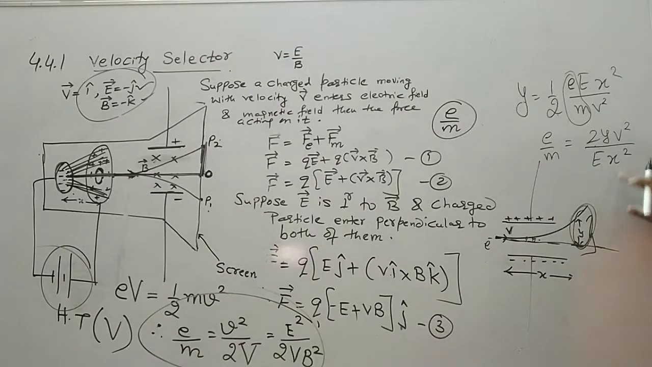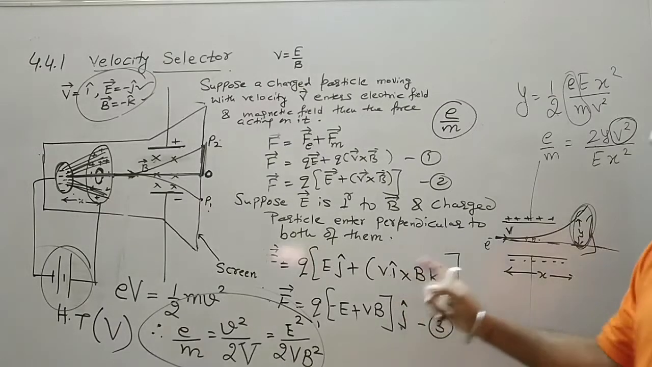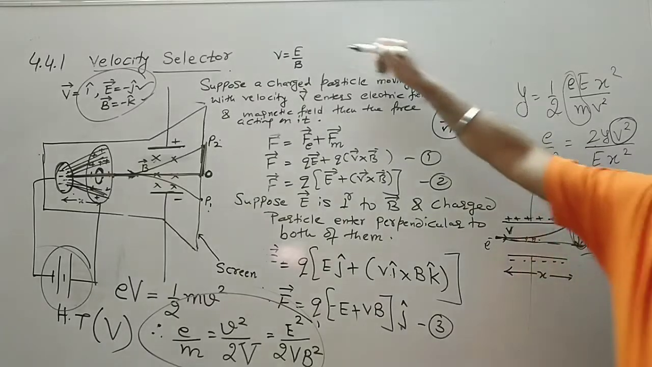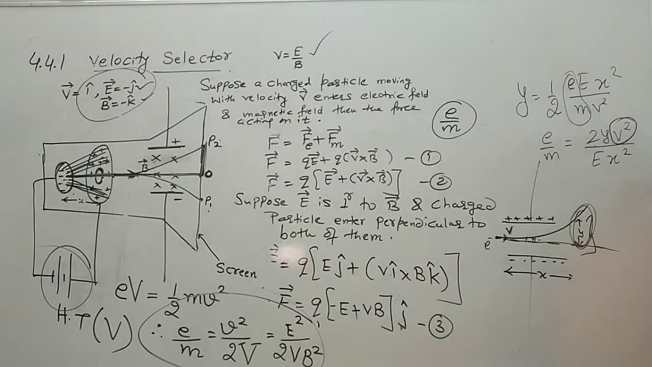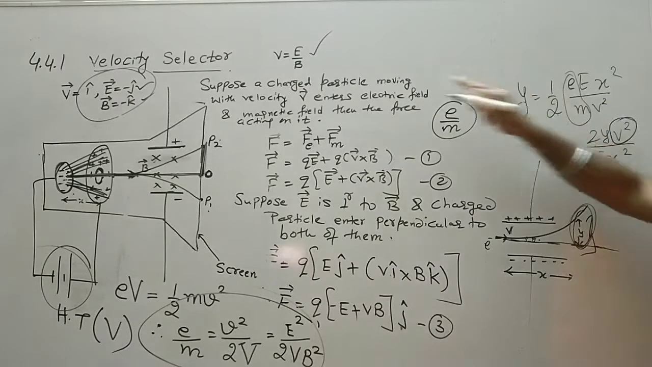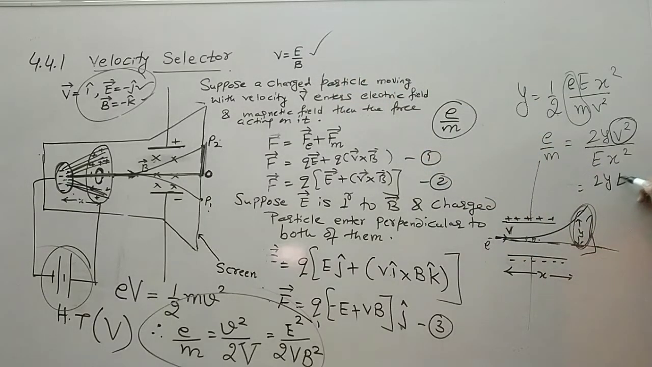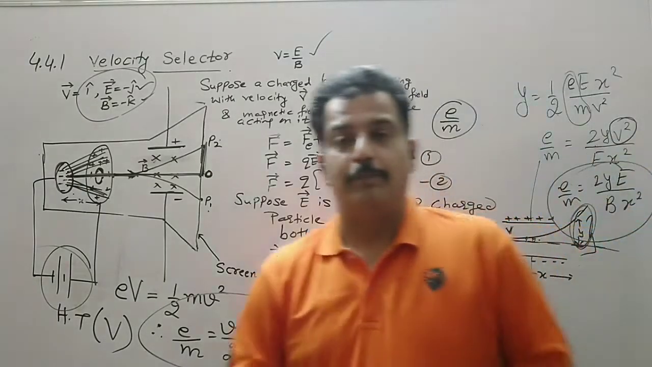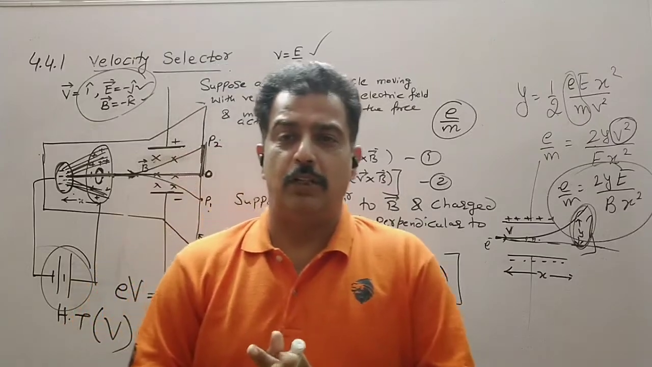E we know, x, that is the length of the plate, we know. Again we come to an unknown, which is the original speed of the particle. So if this particle enters with the speed v, the initial speed, then v can be taken as E by B. I substitute this value here. So 2y will be written as E square upon B square. E will be cancelled. So E upon B x square. So this is another formula from which we can find out the ratio of charge to the mass of a charged particle. So this is how the velocity is selected.